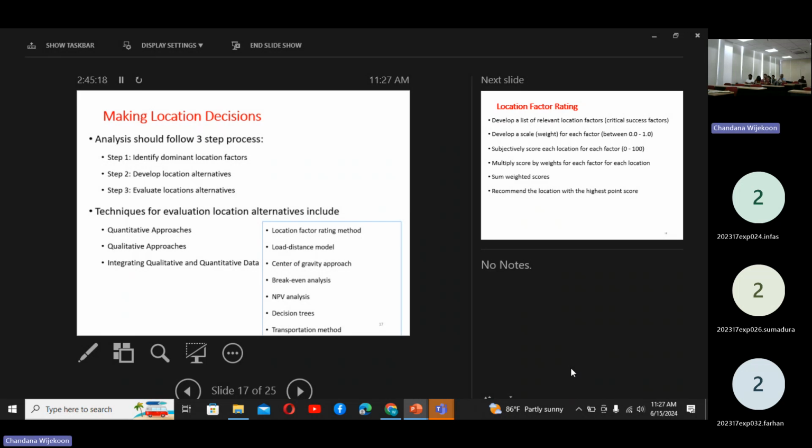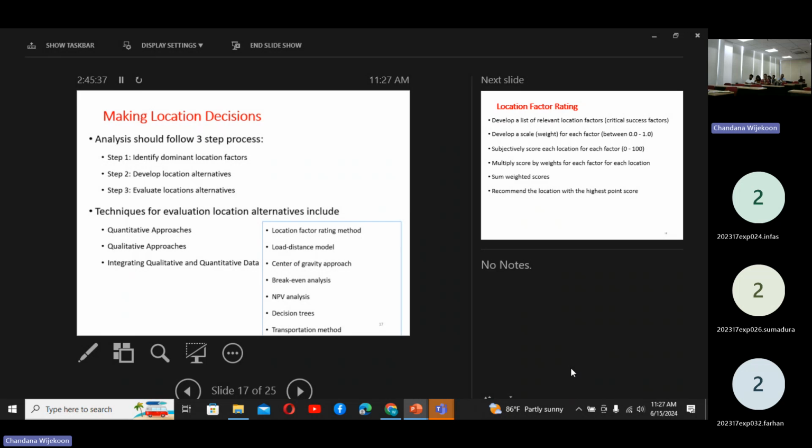Have you studied it for some other purpose? No. Within 2 minutes, I will complete that. That is how we are going to conclude this topic. So what are we going to discuss? As an evaluation technique, the location factor rating method.